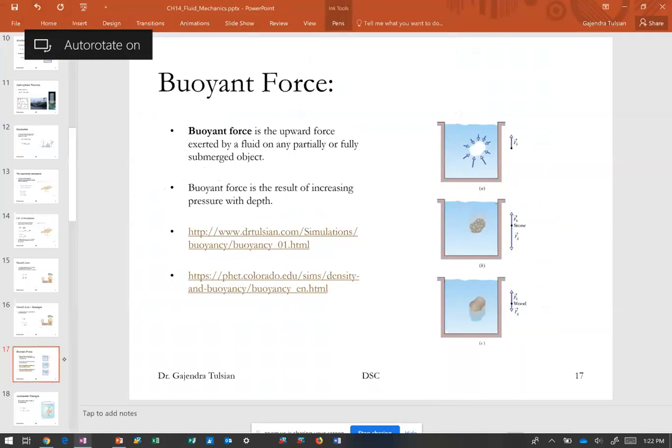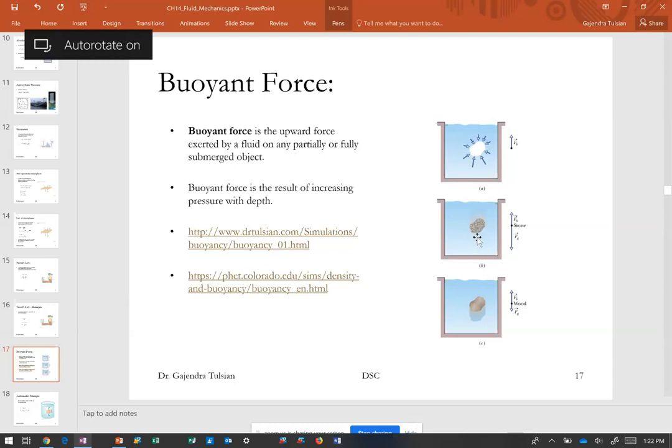Anyway, so coming to this, since the pressure increases with depth in a liquid, the pressure at the bottom is higher than the pressure at the top. That means the force at the bottom will be higher than the force at the top. So anytime you immerse an object in a fluid, you get a net upward force. The fluid exerts a net upward force on the object.